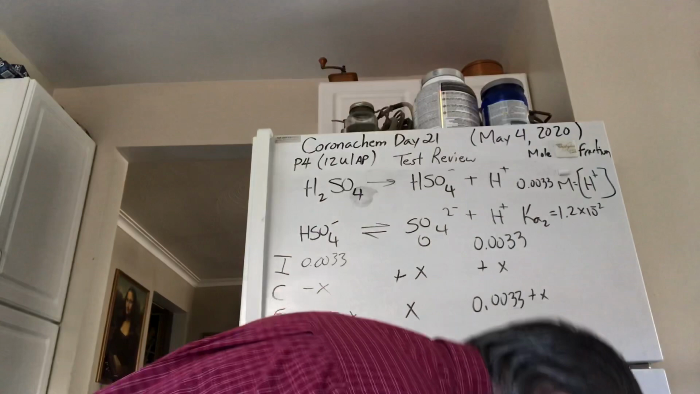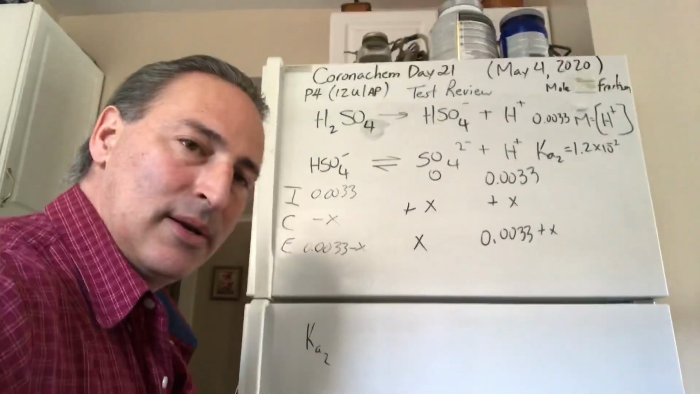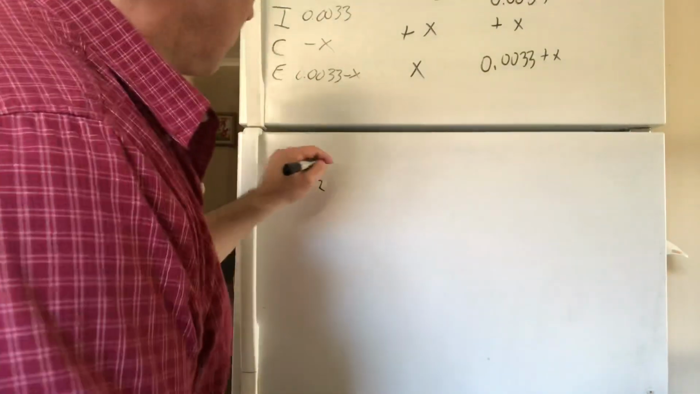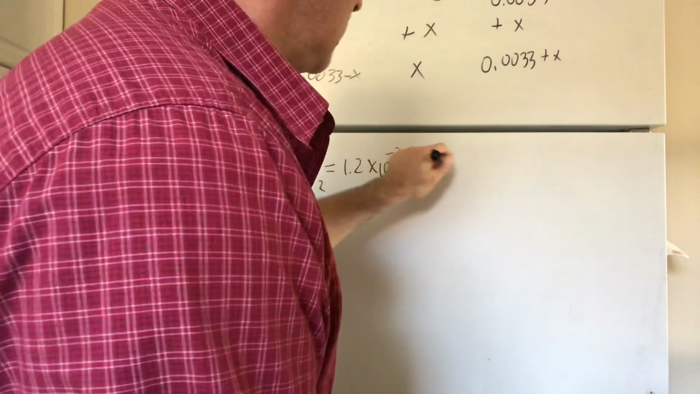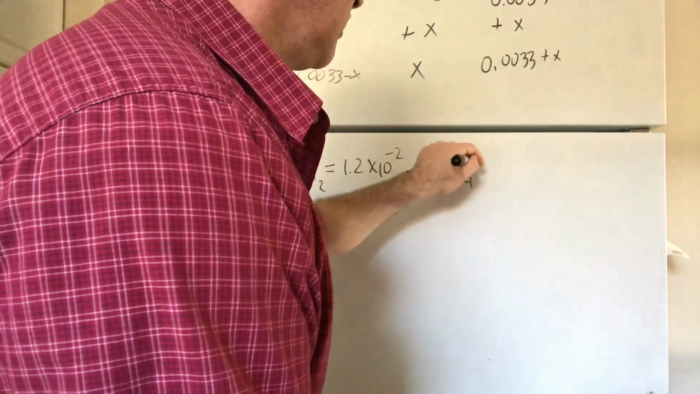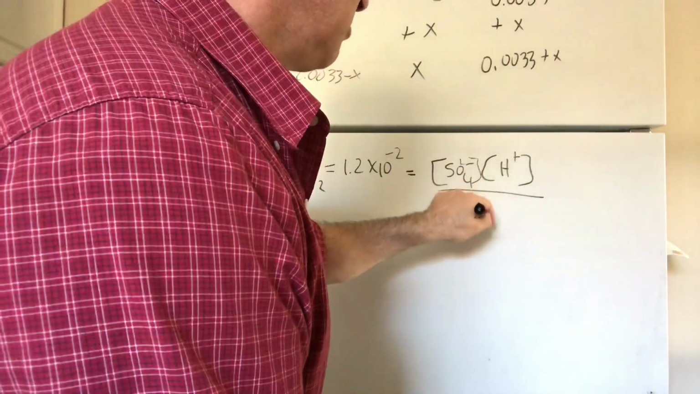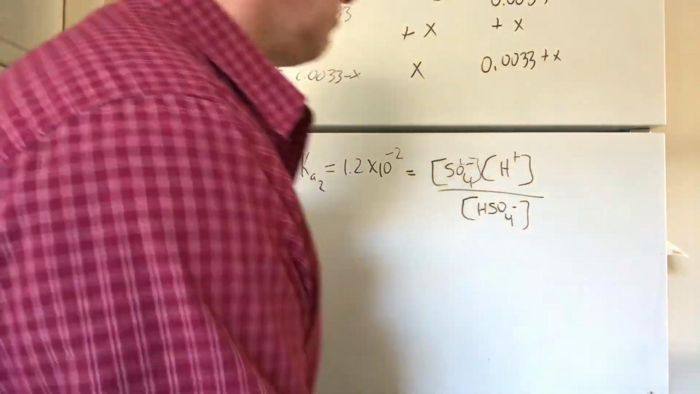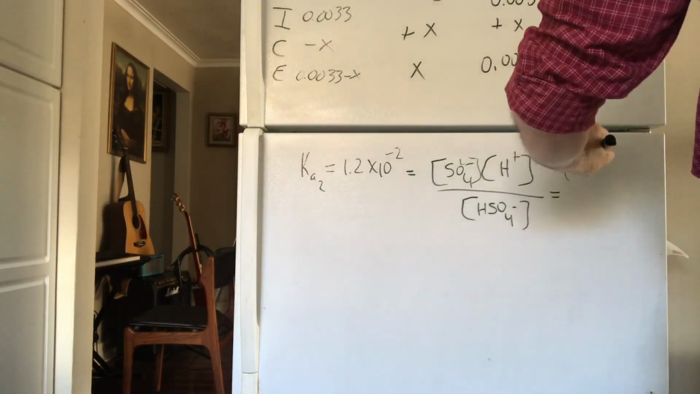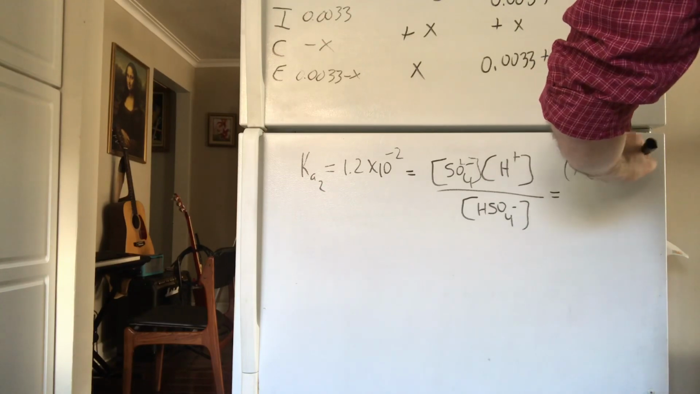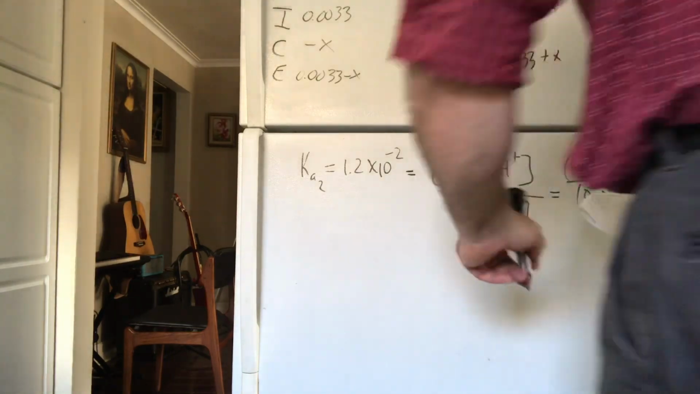You're going to get a trinomial when you solve. When you set up the equation, remember that Ka2, can you see? No, you can't. Let's fix it. Ka2 equals 1.2 times 10 to the negative 2, which represents the concentration of the sulfate anion times the concentration of additional protons dissociated plus the original, over the original concentration of bisulfate. That's represented here by x times 0.0033 plus x, all over 0.0033 minus x. So that creates a trinomial.